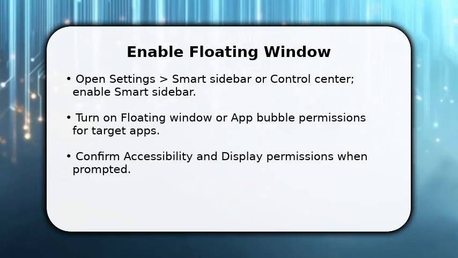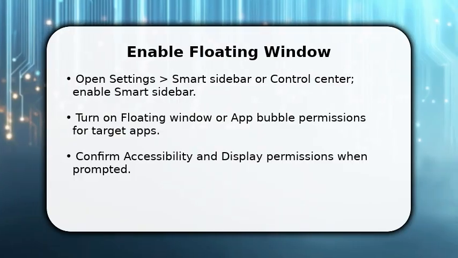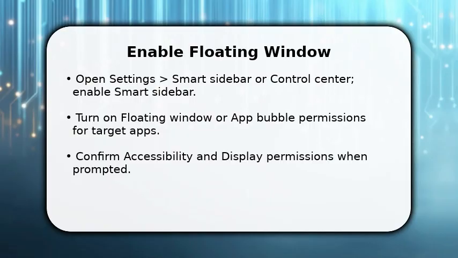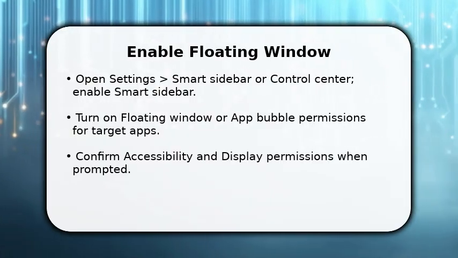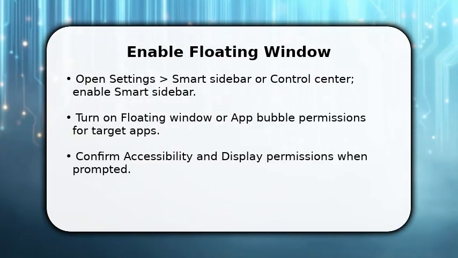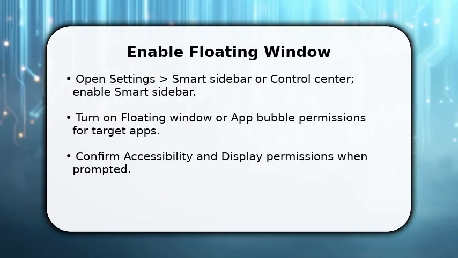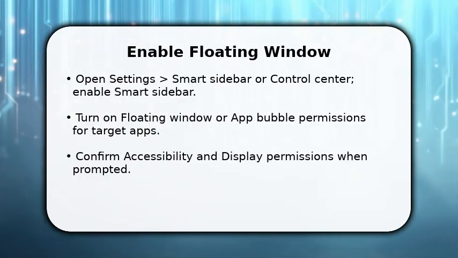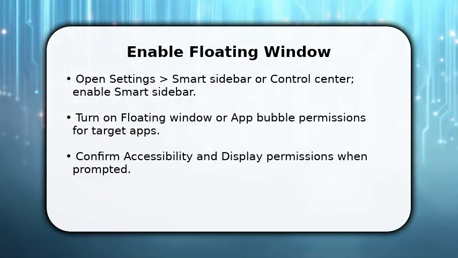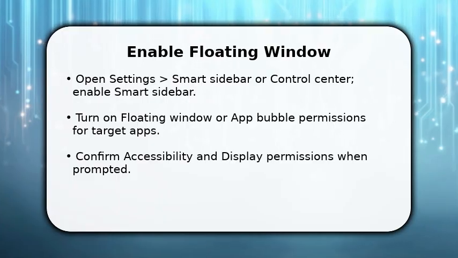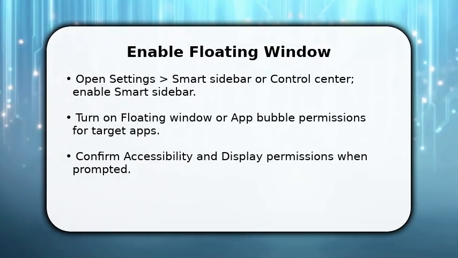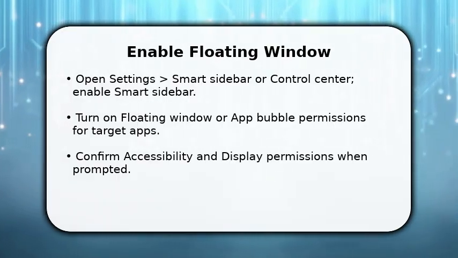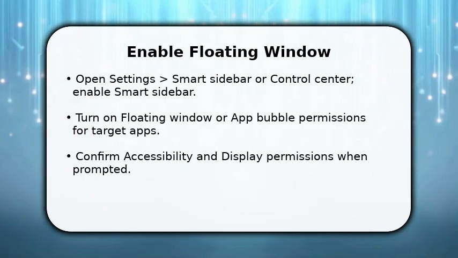You start by enabling the system feature that creates floating windows. Go straight to Settings, open Smart Sidebar or Control Center, and toggle Smart Sidebar on. Next, enable floating window or app bubble permissions for the apps you plan to float. This lets them detach. Once done, accept any accessibility and display permission prompts so the system can overlay content. Make sure battery optimization is off for those apps, because aggressive power saving can kill floating windows unexpectedly.